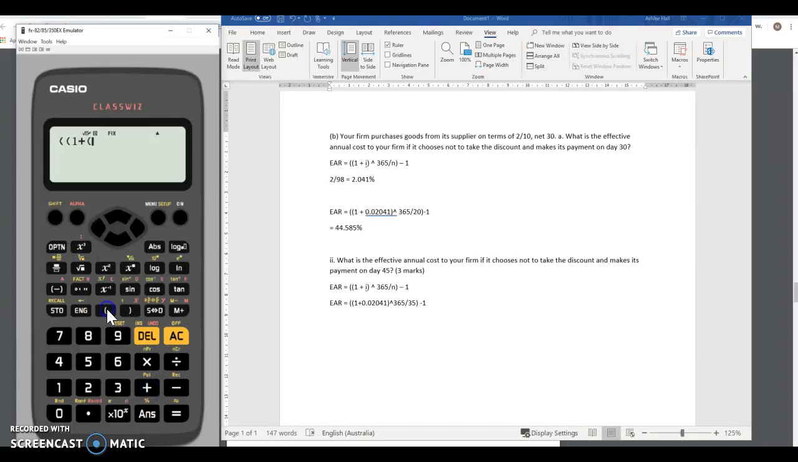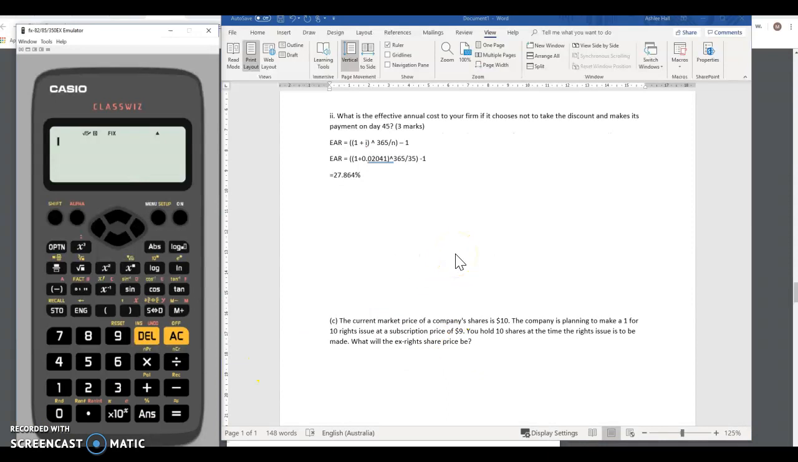So I'm just going to pop this formula into our calculator again: 1 plus 2 divided by 98, to the power of 365 divided by 35, is equal to 1.27864, of which we have to subtract 1, which equals 0.27864, which as an answer would then be 27.864%. So that's how you calculate the difference in the effective annual interest rate, the cost to your firm, if you were to stretch payments beyond discount periods and stretch the accounts payable dates.